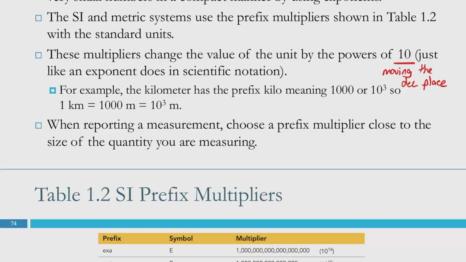As opposed to our beloved English system. In the English system, how many inches are in a foot? 12 inches in a foot. How many feet are in a yard? 3. That's a different number. How many feet are in a mile? 5,280, which is a third different number. How many ounces are in a pound? 16. How many ounces are in a cup? 8. So those are different numbers, right, from even the ones that we were using before.